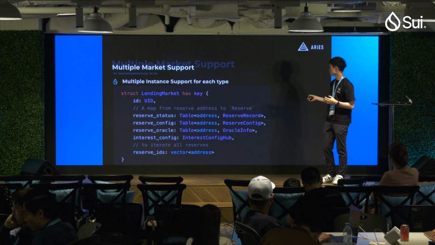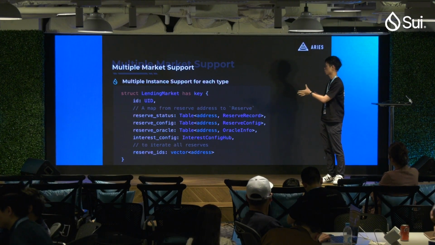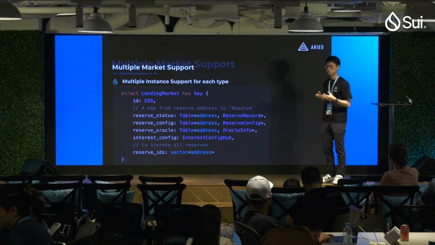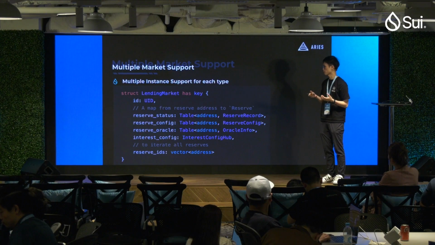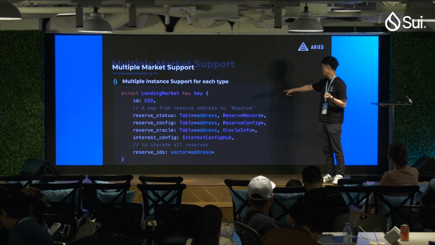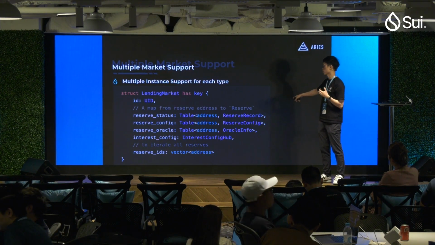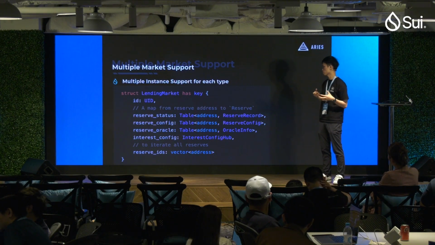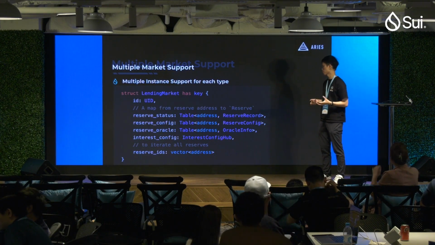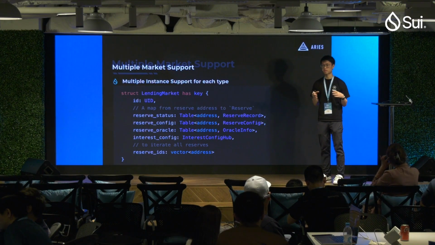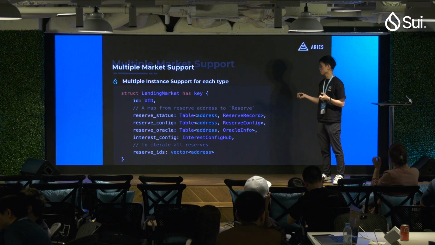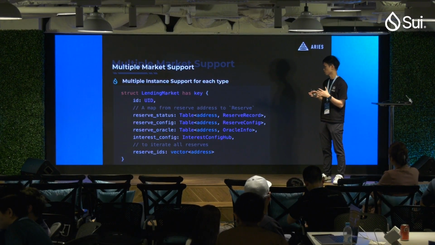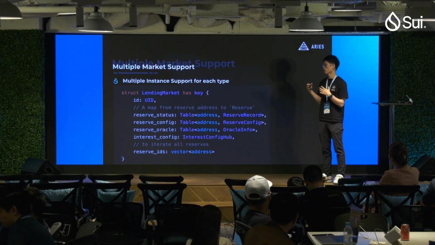And the lending market contains several data structures, including reserve status, which records how much liquidity we have in the lending protocol, how much has been borrowed out, and how much is still remaining, and its fee. And reserve config, which records all of the risk-related parameters, including loan-to-value ratios, maximum borrow, and maximum deposit. And reserve oracles defines how we read actual price data from the outside world. And interest config defines the unique customizable interest rate curve that I mentioned earlier.